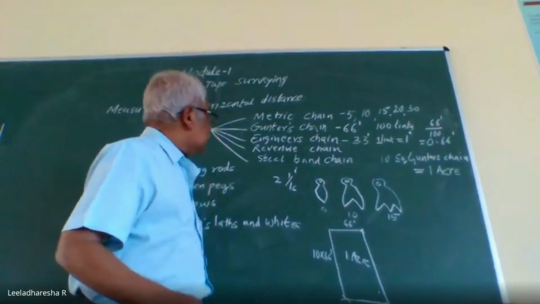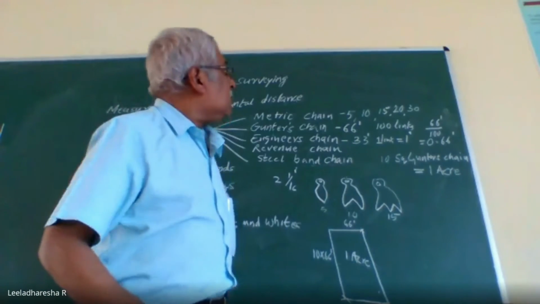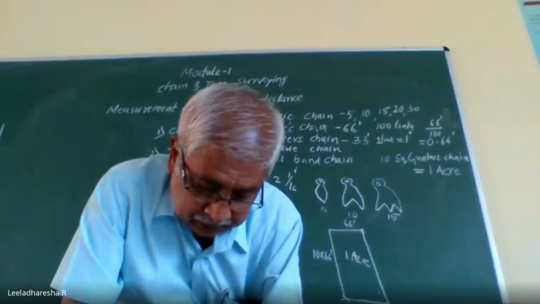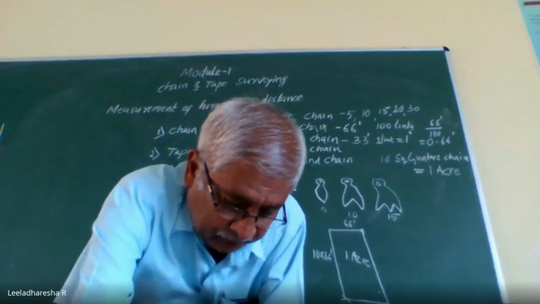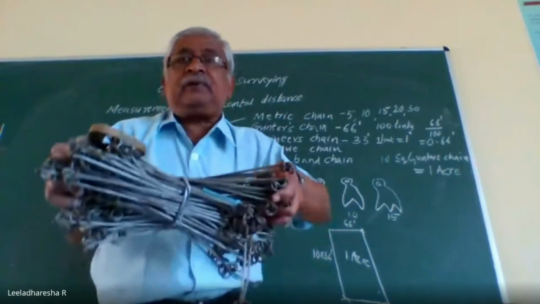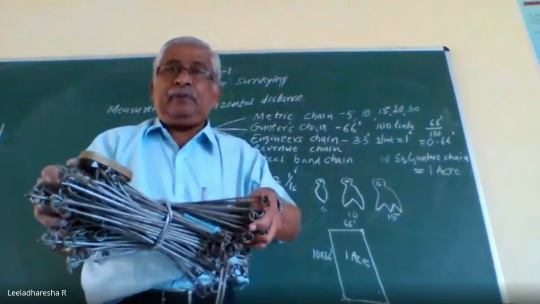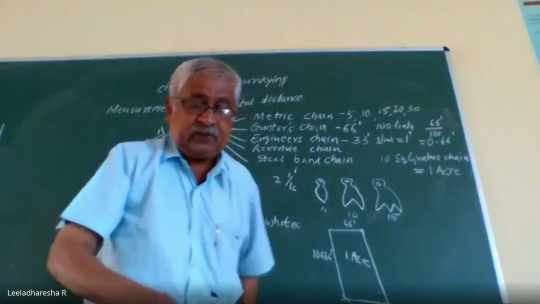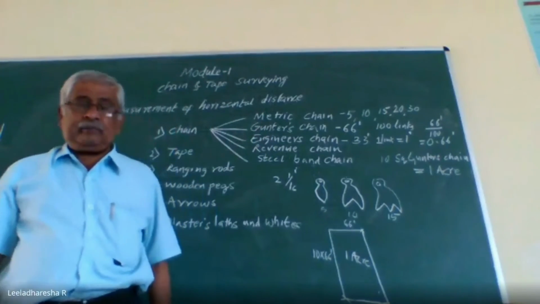See, I'll show you the engineer's chain. It will have a length of 1 foot per link. See, it has a length of 1 foot. And normally 33 links will be there in this particular chain.